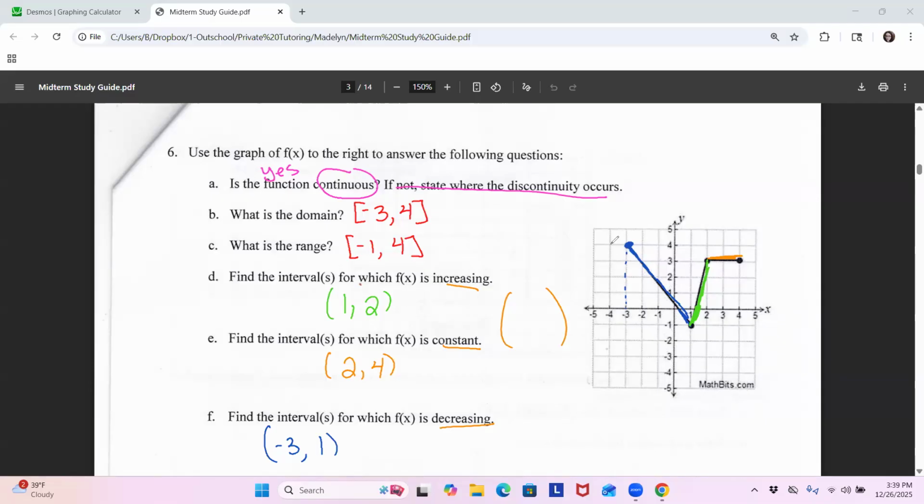Okay. So decreasing was the blue, where we're going down, only looking at your x values. So that was x here to x here. Increasing was green, so from 1 to 2 on the x, and constant was orange.